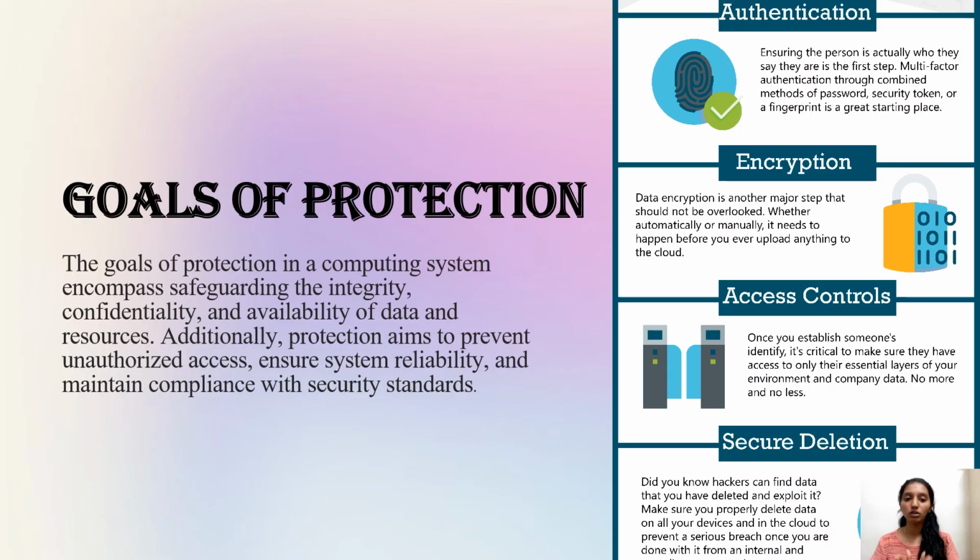First is the goals of protection. The goals of protection in a computing system encompass safeguarding the integrity, confidentiality, and availability of data and resources. Additionally, protection aims to prevent unauthorized access, ensure system reliability, and maintain compliance with security standards.